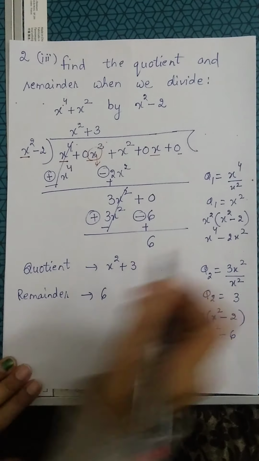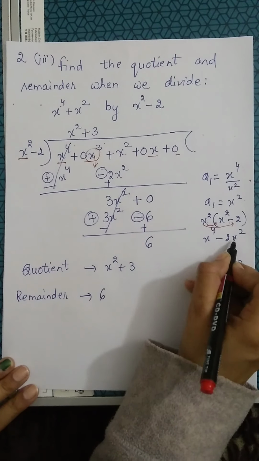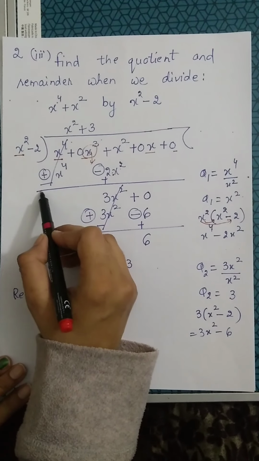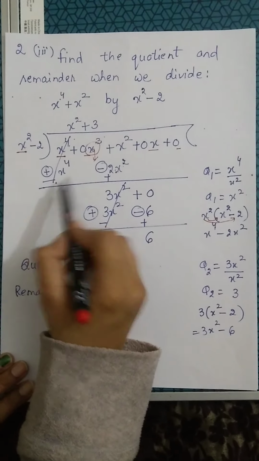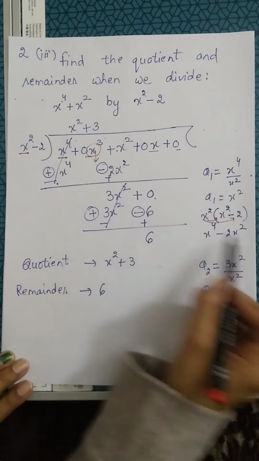Okay, so the first term here for the dividend is x raised to power 4 and the first term of the divisor is x square. When I multiply x square with this, I will get x raised to power 4 minus 2x square. So I will write the like terms below like terms, subtract them. This will be cancelled, and here 1 plus 2, that will be 3x square plus 0 because the constant will be there.